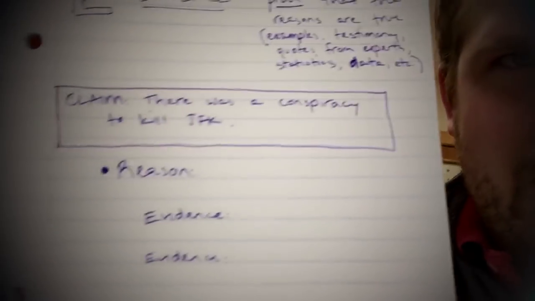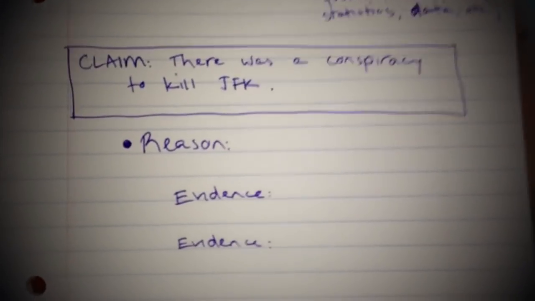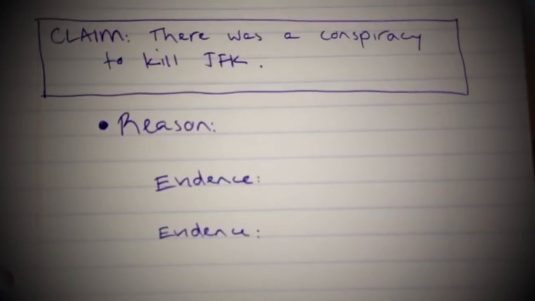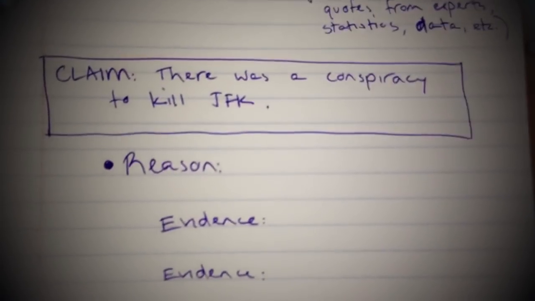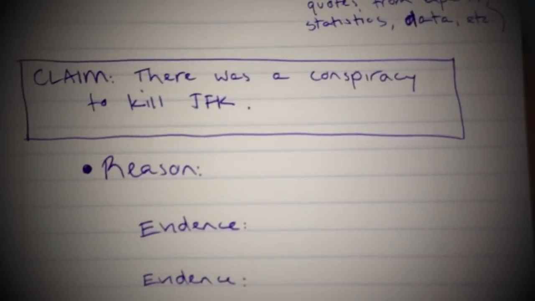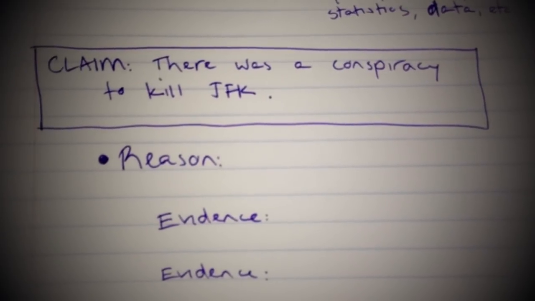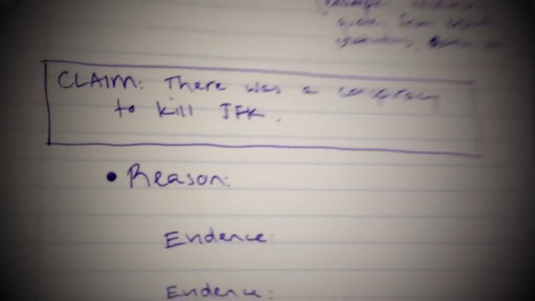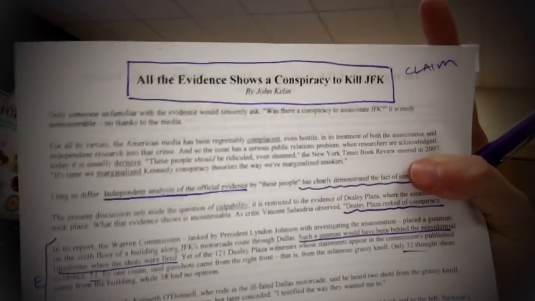Now, my favorite way to write out an argument in as clear a way as possible is something called boxes and bullets. And the way I do boxes and bullets, I do a claim up in the box, and then I do bullets with my reasons and my evidence underneath. So, like the claim here, there was a conspiracy to kill JFK. That's the claim that we identified from the article's title, okay? That's the claim we identified there.